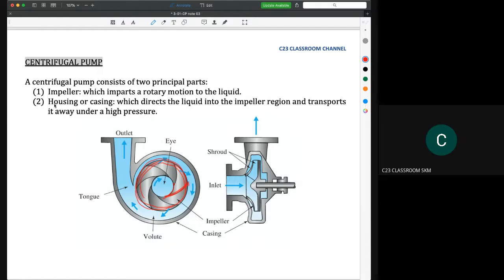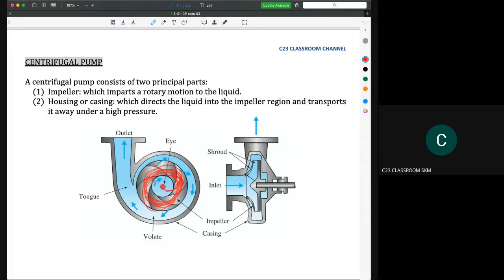The impeller is the important part, because water from the eye here will flow on the blade here. The kinetic energy will be transferred, and then the water will be centrifuged. Please remember why we call this a centrifugal pump: because of the centrifugal force. When the impeller here rotates at a certain speed, it will create centrifugal force.